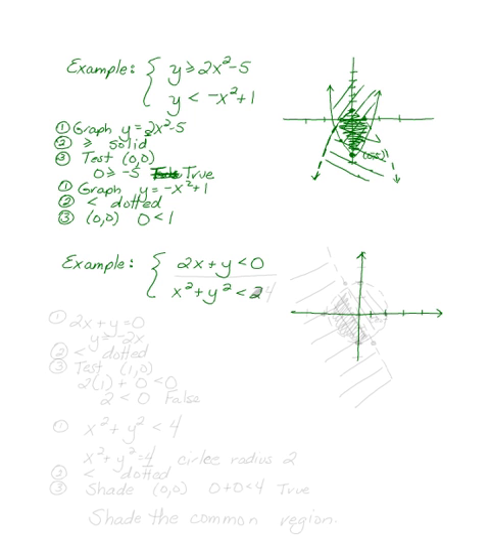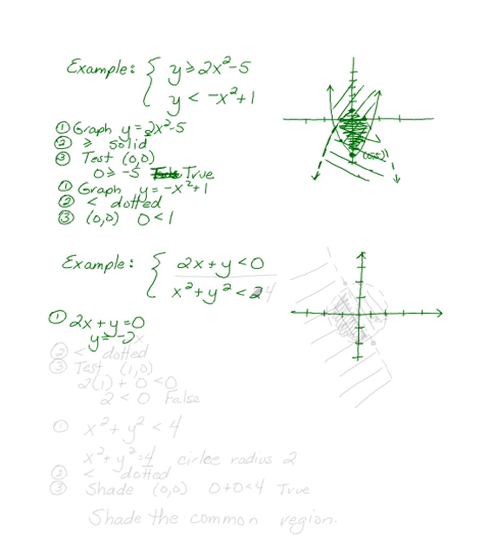Again, let me get a coordinate system here. First thing we want to do is graph the line 2x plus y. So we're going to graph 2x plus y equal to 0. Again, you can solve that, you can graph that however you'd like.